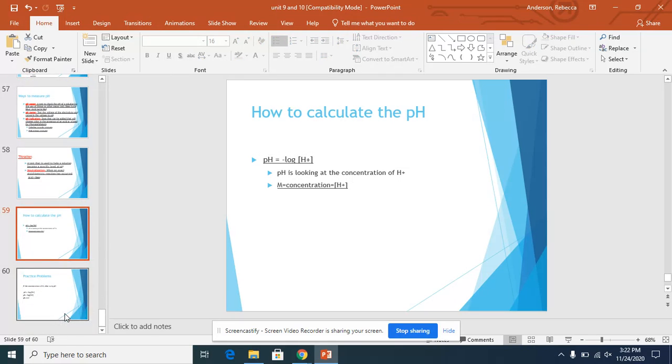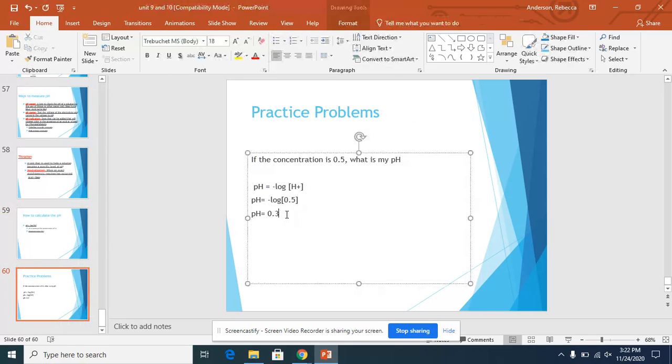So if we do this practice problem, if the concentration is 0.5, what is your pH? So here we have pH equals negative log of your concentration. So we're looking for pH. So you'll find the negative log of 0.5 because that's the number they give you in the problem. On your practice page in your digital notebook, all the numbers they give you is your concentration. So you'll always just take the negative log of whatever number they give you.